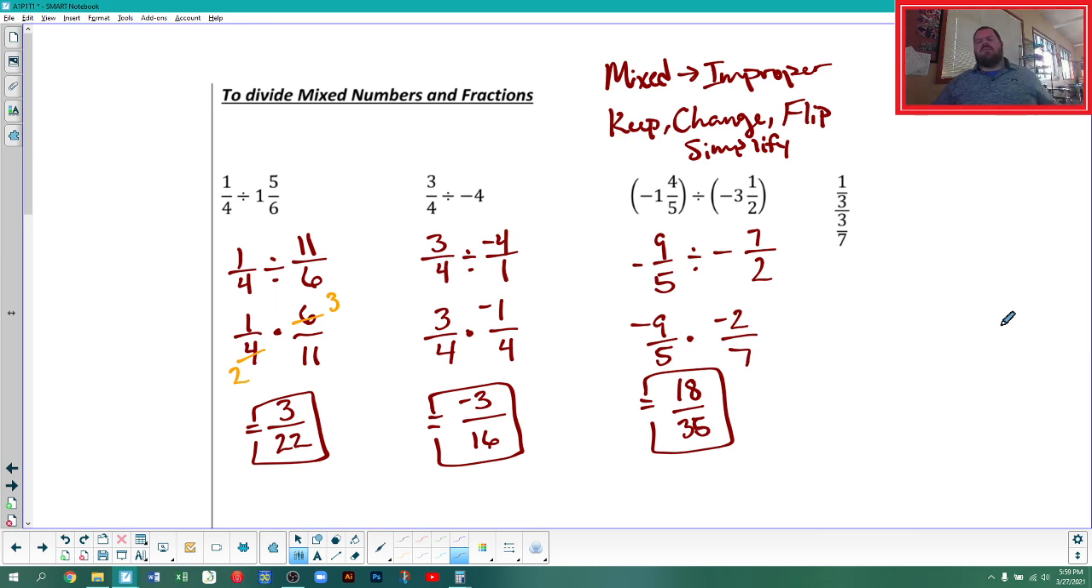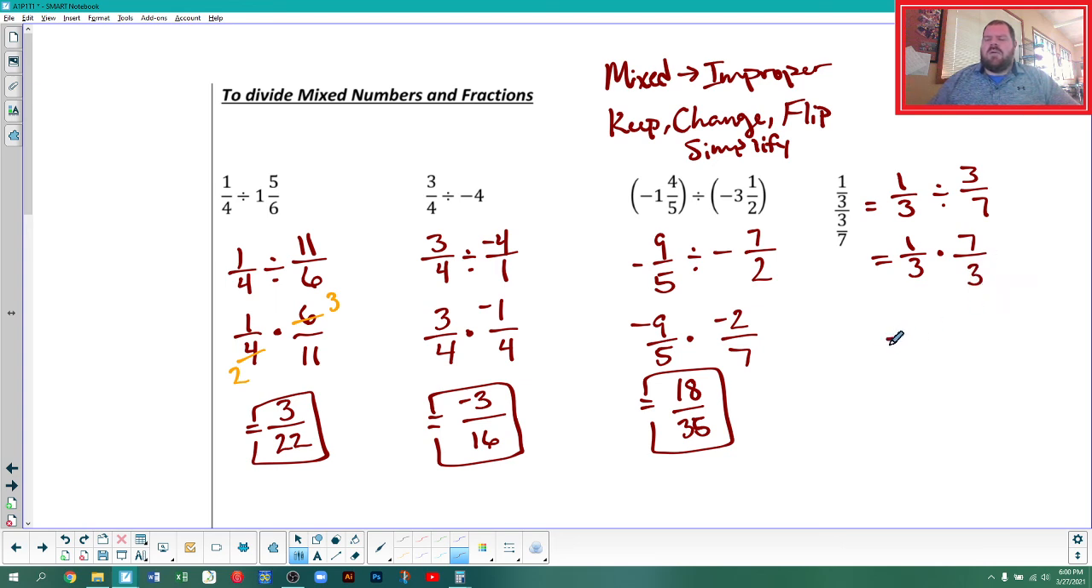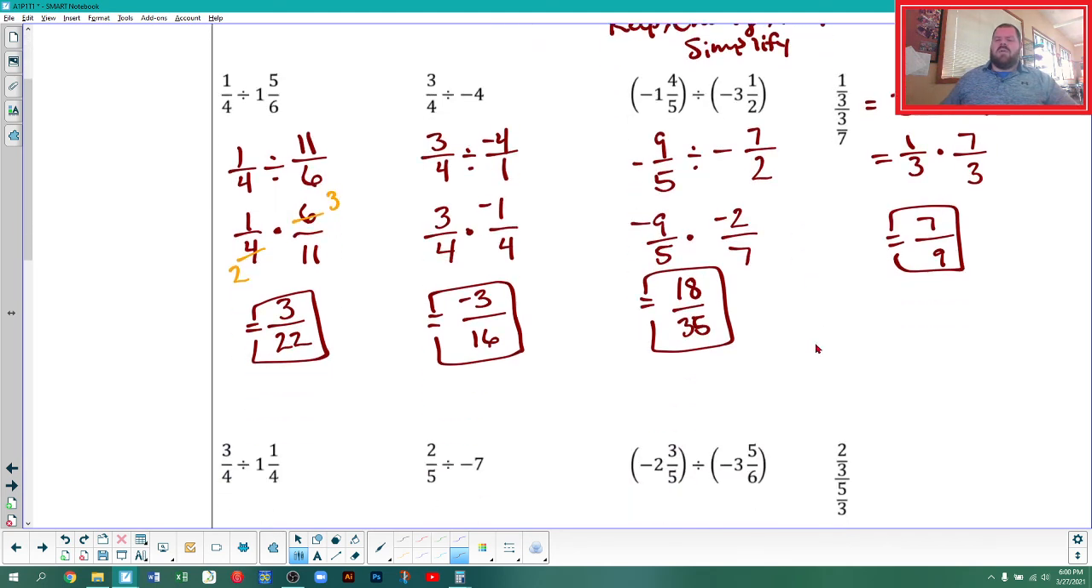What about this one? The trick with this is realizing what it actually says. This is what we call a complex fraction. It's really just saying 1/3 divided by 3/7. Now it's a little bit easier to do. It looks like the other ones. Keep the first one, change the operation, and flip the second one. Multiply straight across. 1 times 7 is 7. 3 times 3 is 9. No simplification needed. We're good to go.